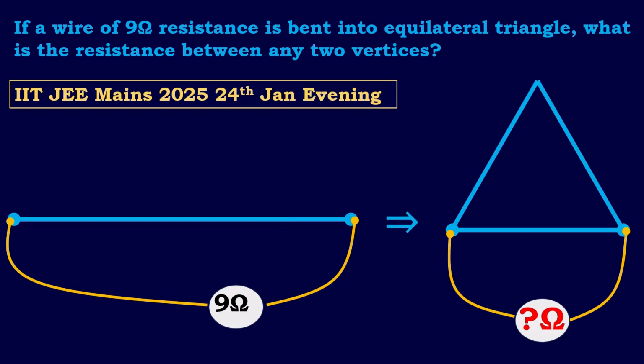Today, we are solving this question from JEE Mains 2025. Now, at first glance, you might think the effective resistance is simply 9 divided by 3 because of symmetry. But that is exactly where most students go wrong. So in this video, we will carefully break this problem down, step by step, and understand the correct approach.